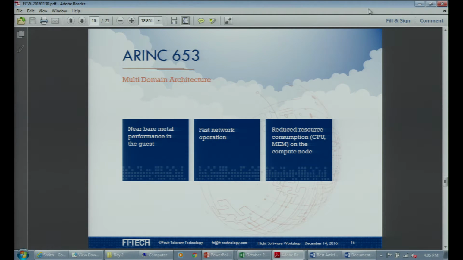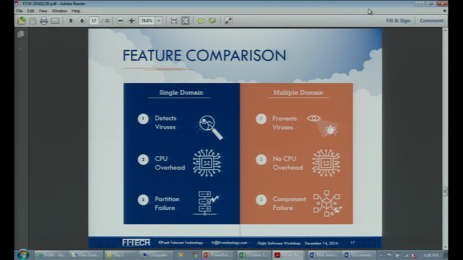So multi-domain architecture gets near bare metal performance on the compute nodes, has far better network operations, and uses less CPU time, saves you time and money and power. Lastly, I would like to talk about the failure of partitions. Because the multi-domain architecture has two different separate address spaces, if you have one piece failing in one address space, you can just reschedule an available component.